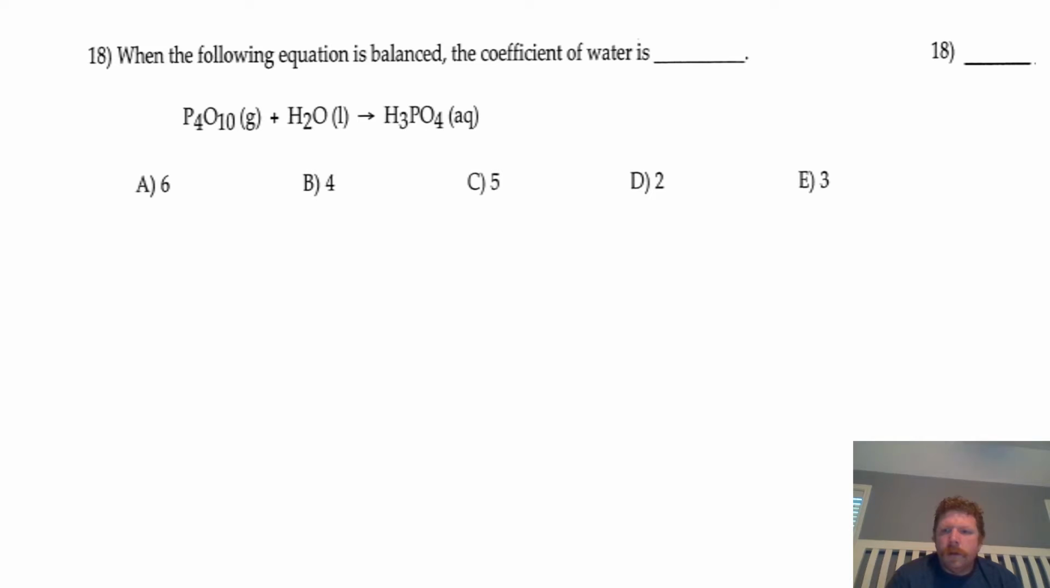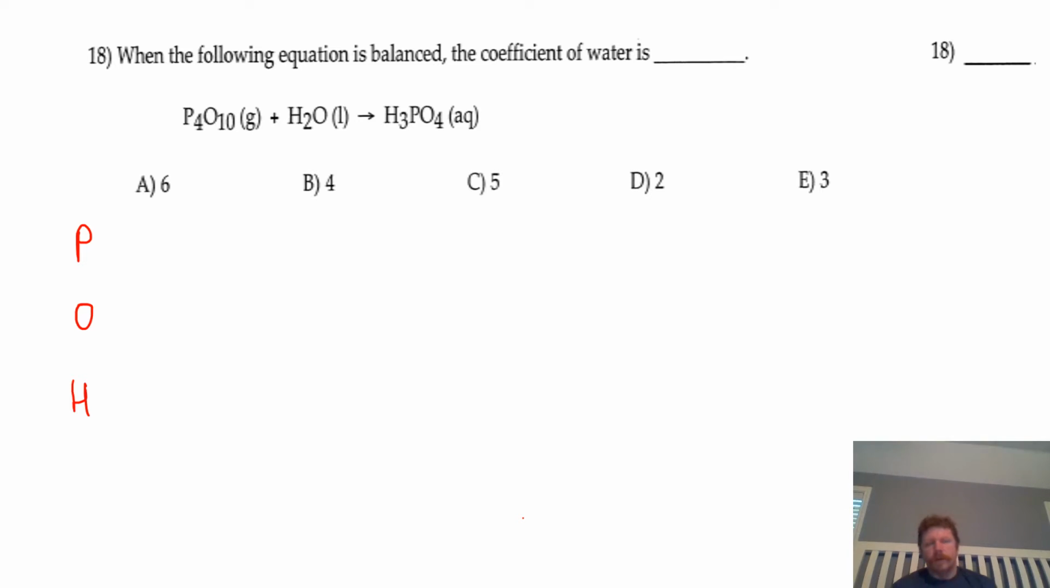Alright, so this first one is a balancing chemical reactions question, and I'm going to show you the way that I like to do this that I previously did, and I'm going to do it again. This is the algebraic method for solving a chemical reaction. What you're going to do is list out all of the different atoms that are in this equation. We have phosphorus, oxygen, and hydrogen.